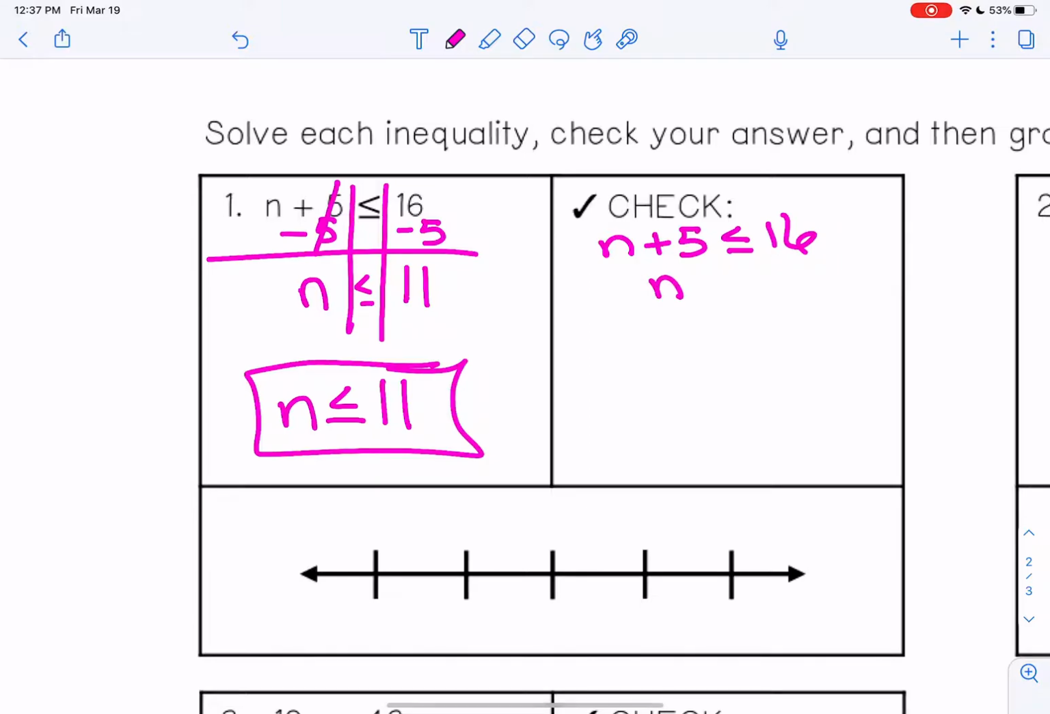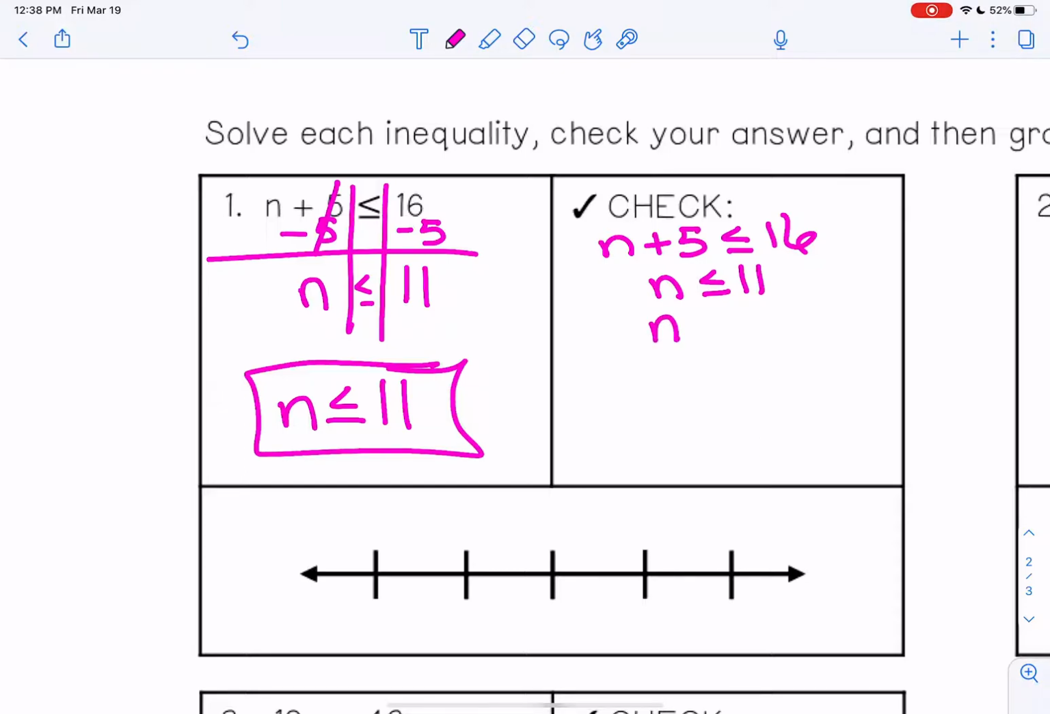We said that n is less than or equal to 11. And now I can choose any number that's less than or equal to 11 and plug it into the original equation. If it ends up being a true statement, then we know we did it correctly. If it ends up not being true, then we know something went wrong. So the nice thing with inequalities is you can actually choose whatever number you want to check as long as it meets the requirements. So in this case, n is less than or equal to 11. Any number less than or equal to 11. So please always choose easy numbers. It'll make your life easier.